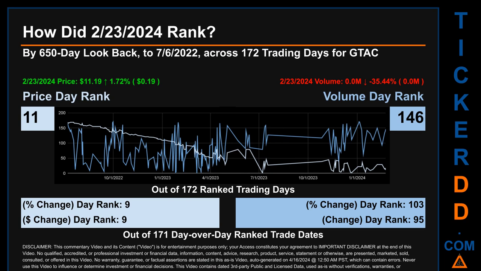The price's day-over-day percentage change, jumping 1.72% on February 23, 2024, had a day rank of 9 while its dollar difference of 19 cents had a rank of 9 when compared day over day across 171 trading days. Volume's percentage change and difference were ranked respectively at 103 and 95.